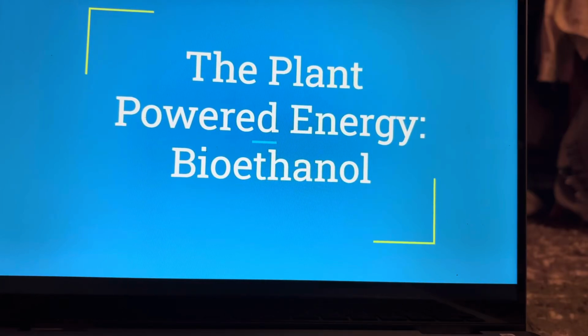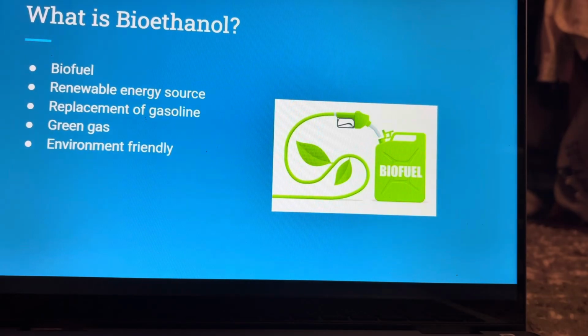Hello, so I'm going to be talking about the biofuel called bioethanol. So what is bioethanol? Bioethanol is a form of renewable energy made from plants. It is a direct replacement of gasoline and is a step to reducing our dependence on fossil fuels.